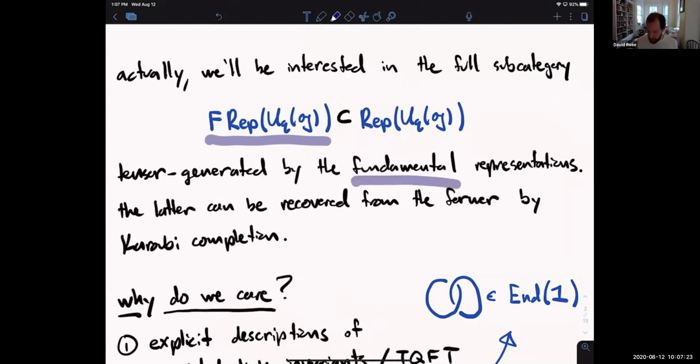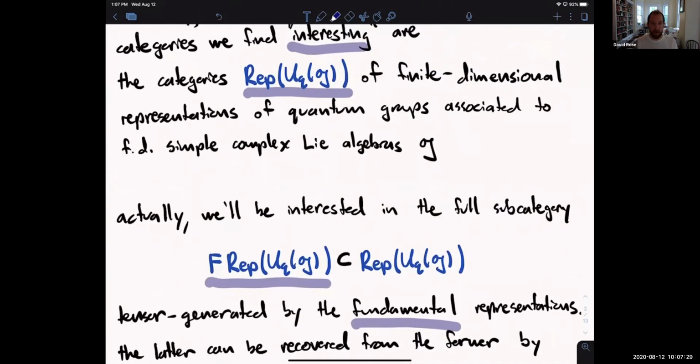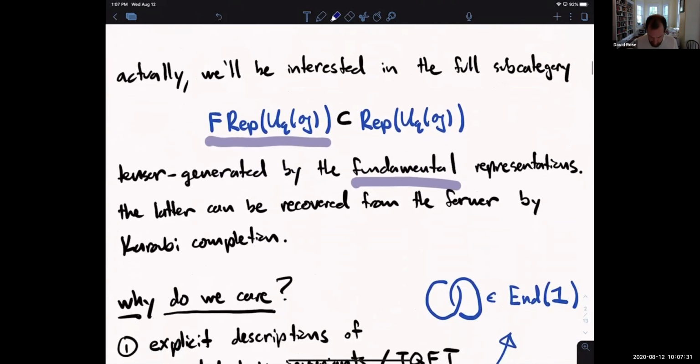And again, if you don't know quantum group representation theory, hopefully you know some statements about, say, the representation theory of simple complex Lie algebras. So you know what that means. Maybe the important takeaway, if you don't know what a fundamental representation is, is that in some sense the category tensor generated by the fundamentals contains all of the information about the complete category of representations.